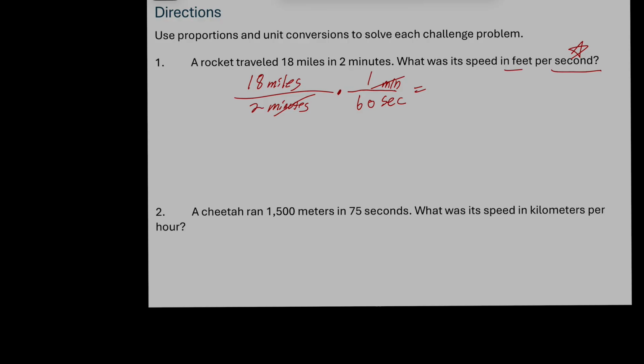That's cool. Now I got to turn miles into feet. Well, I know how to do that. Times. Now I'm going to go miles on the bottom because I want to do that, right? That's why. And I'm going to go feet. And I know there are 5,280 feet inside of 1 mile.